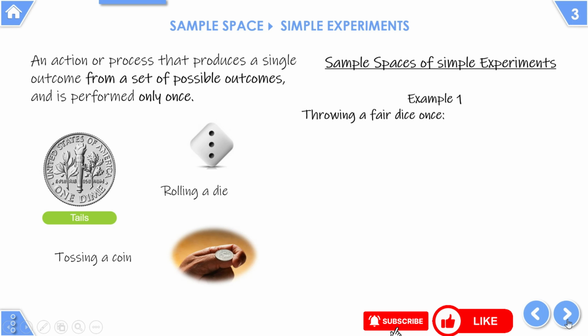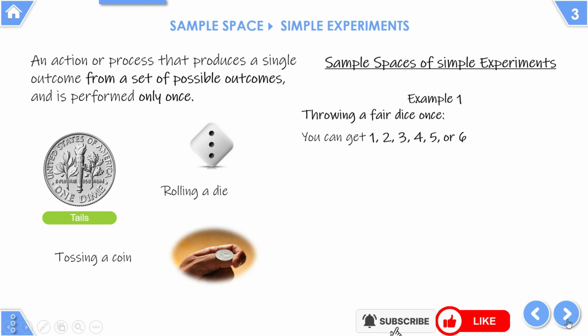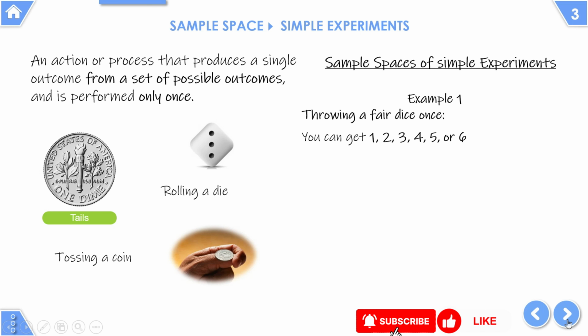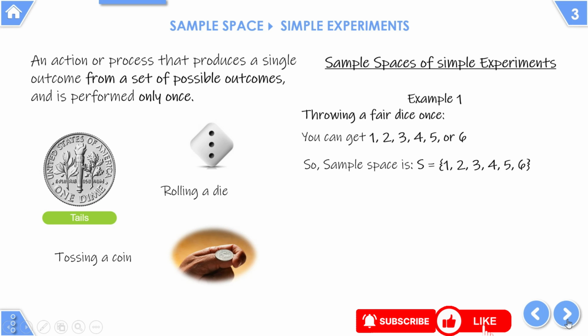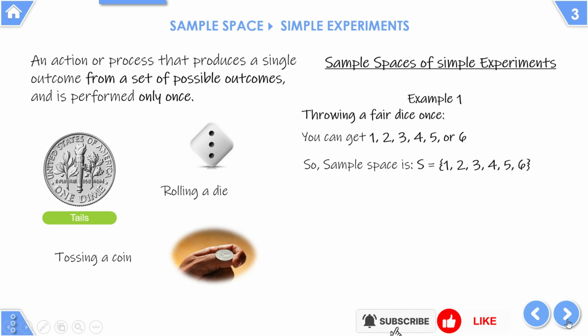Let's write out the four major examples of sample spaces of simple experiments. We have throwing a fair die once, and our outcomes are 1, 2, 3, 4, 5, 6. These are the possible outcomes for throwing a fair die once. A fair die means none of the sides is biased. All the sides are actually equal, so when you roll it, you have equal chances of falling on 1, 2, 3, 4, 5, 6. So these are the sample spaces.